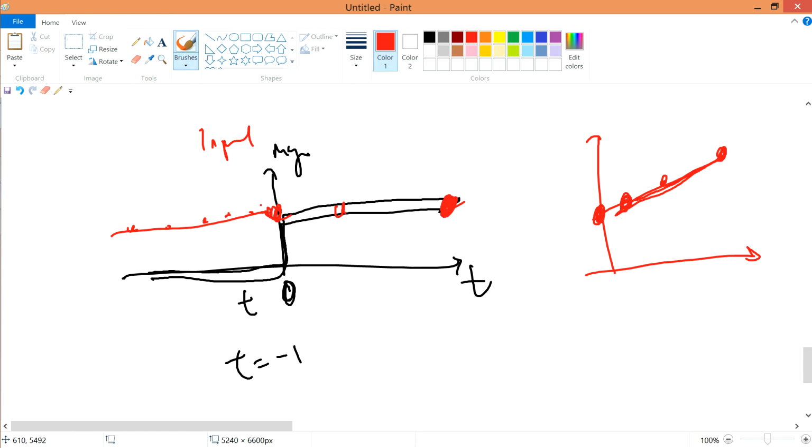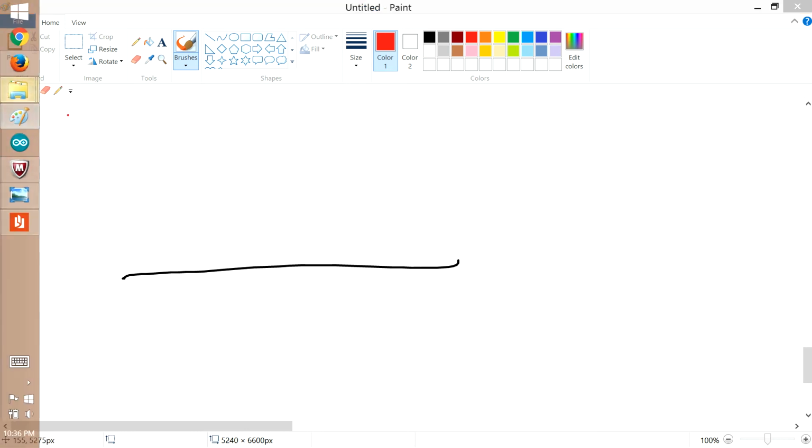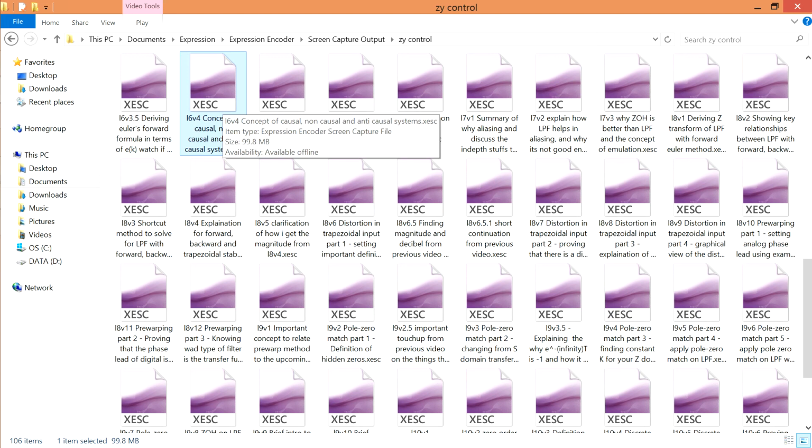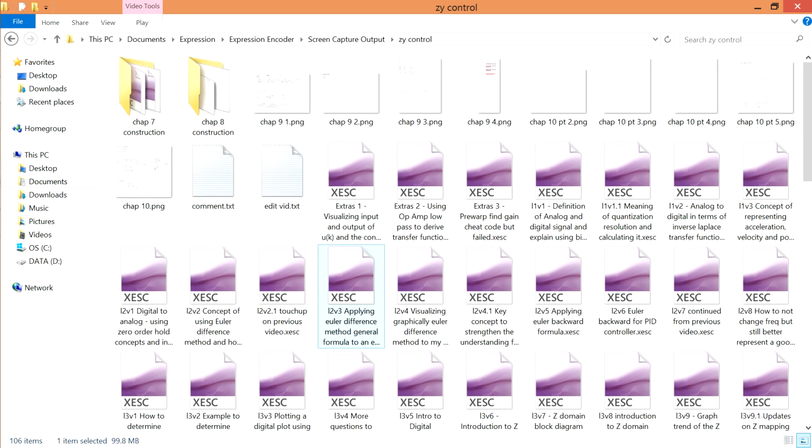If you're going to send the next signal, the future signal, then you're going to talk about the future signal over here. This is something you need to know about, and if you want to know more, you can go to the video on l6v7, the concept of causal and non-causal, and you can also watch the extra one, talking about the concept of visualizing the future signal, and about causal systems also.